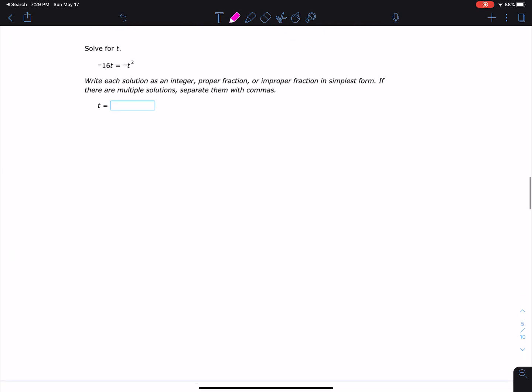Okay. All right, now this is a great one because this one does not equal 0 yet. So what we need to do is make it equal 0. So you have options. You can pull the 16t over, or you can pull the negative t squared to the other side. Now I'm going to pull the negative t squared to the other side because I would prefer to keep my leading coefficient positive. So this would be positive t squared minus 16t equals 0. I intentionally made my t squared positive just to make it easier for myself.